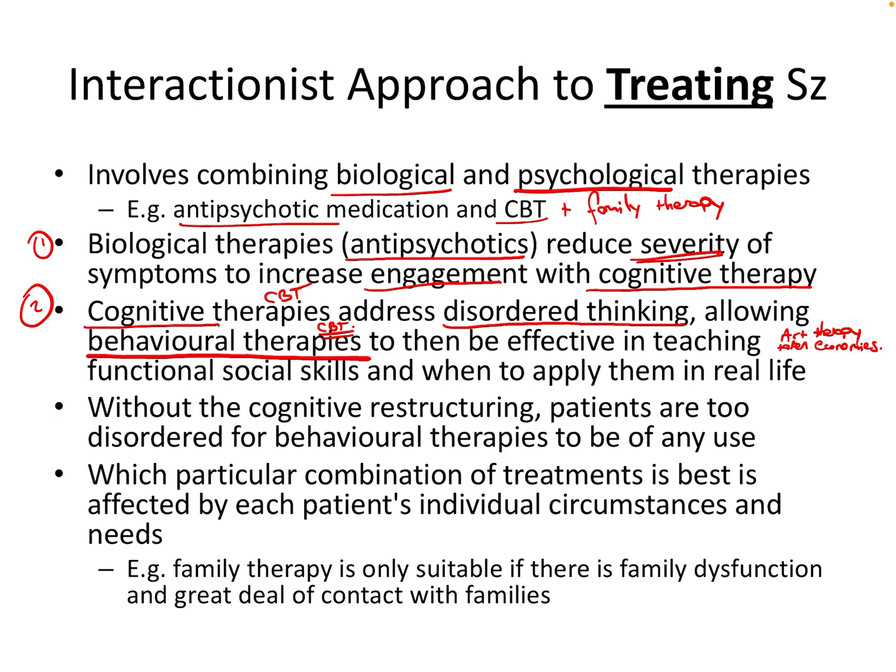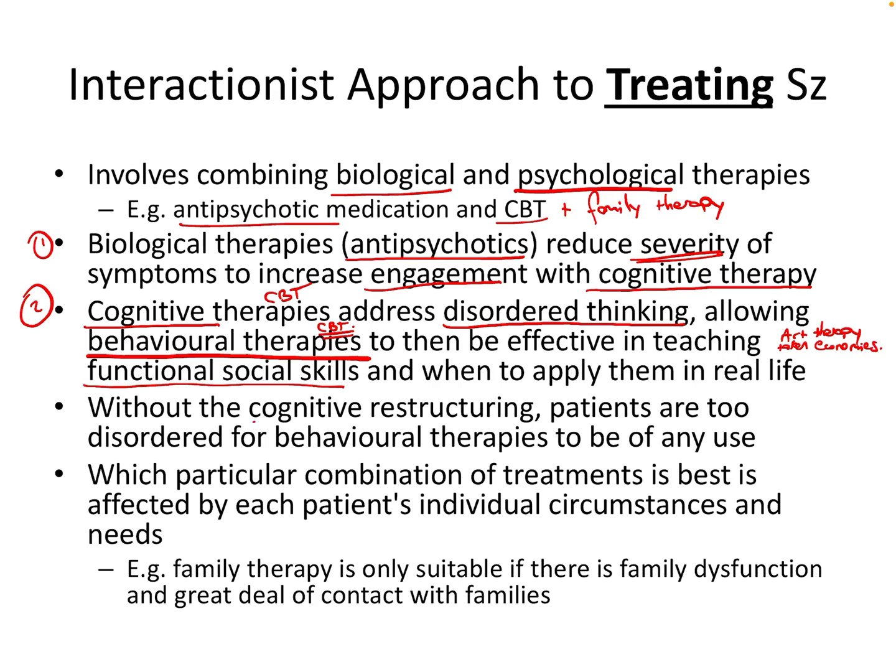So the first step is really in reducing symptoms using biological therapies like antipsychotics, which then allows somebody to engage fully in cognitive therapies to address their disordered thinking, and then we can start focusing on behavioural changes. So teaching people functional social skills, which will allow them to behave and function better beyond hospitalisation.